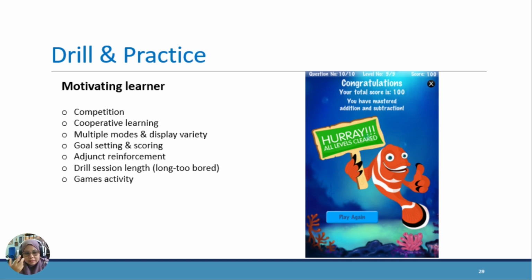So from here we can see that drill and practice gives you a form of competition. When you compete with your friends or compete with yourself, it motivates you to do your best in your exam. It also makes you discuss with your friends and go for cooperative learning when you do it with a partner.